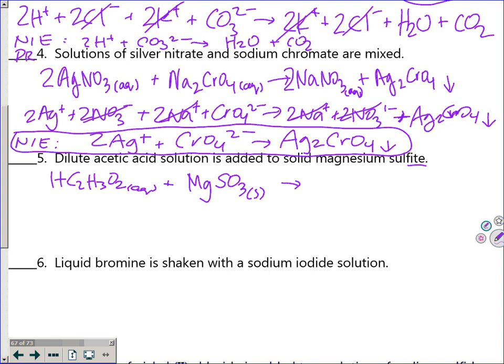All right, so what kind of reaction? Double replacement. So H what? H what? 2SO3, right? Because our sulfite still has a 2 charge crisscross over. And what?